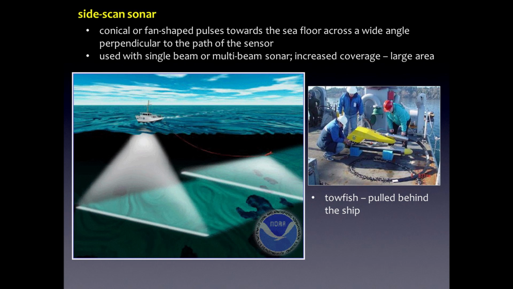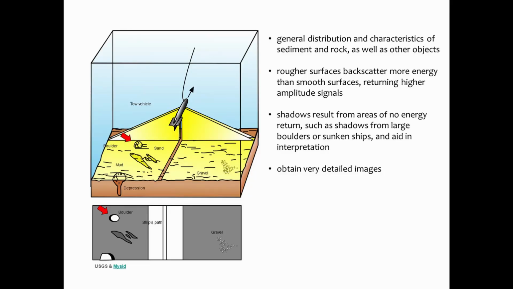We can use this with a single beam echo sounder. We can use it with a multi-beam echo sounder. But the key thing here is that we increase the coverage. We're covering a much larger area than we were before. The beauty of using the side scan sonar is not only does it allow us to cover a greater area, but it also provides greater resolution of what features on the ocean floor look like.